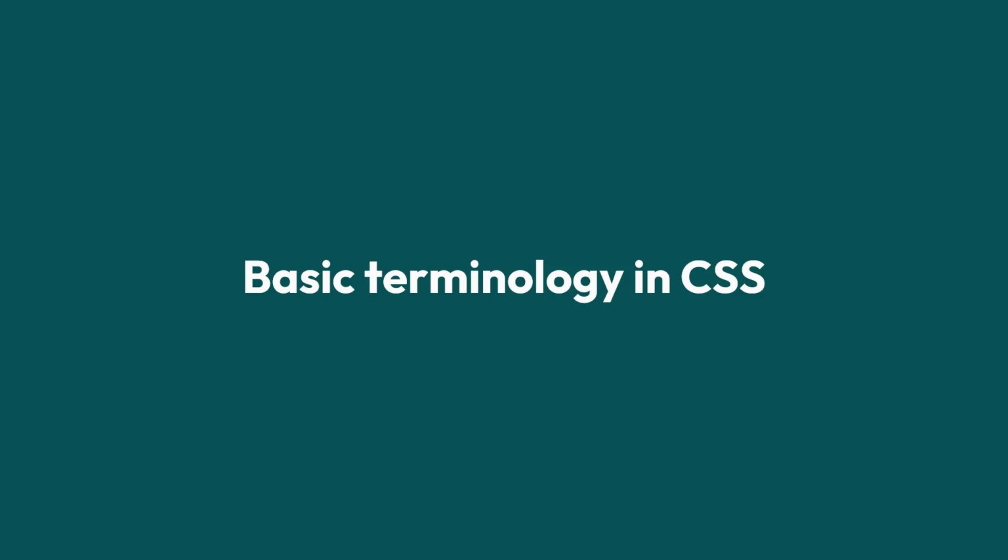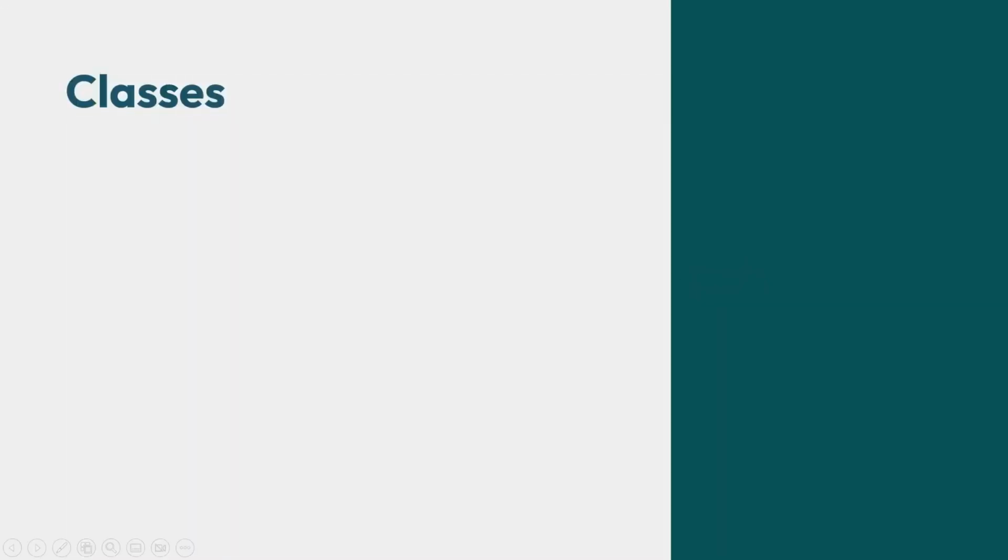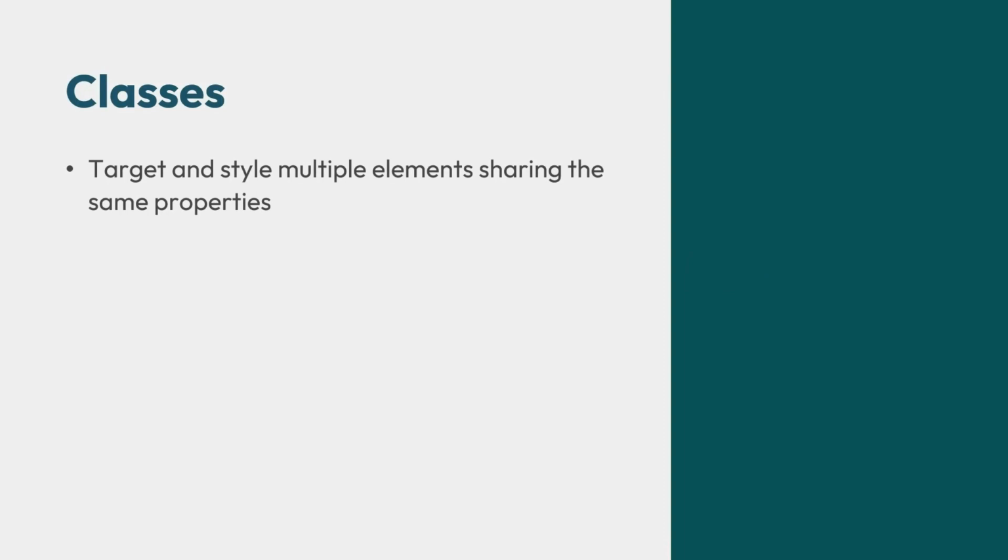In this lesson, let's talk about some basic terminology used in CSS. Probably one of the first things you should learn about styling in CSS are classes. A class is used to target one or multiple elements that share the same properties and to style those elements in CSS. If you're familiar with Illustrator or InDesign, it is something similar to character or paragraph styles, but it can be applied to any element, not just the text.